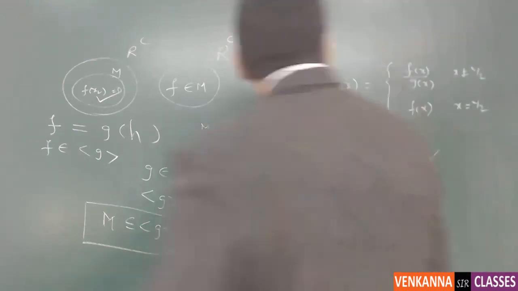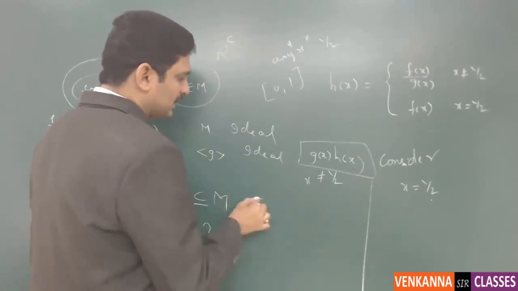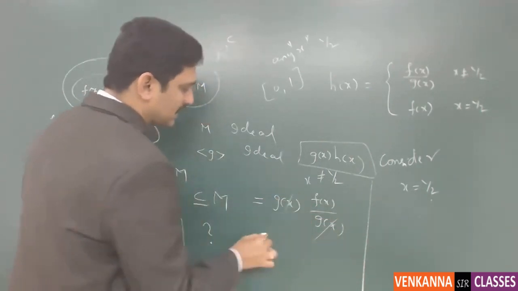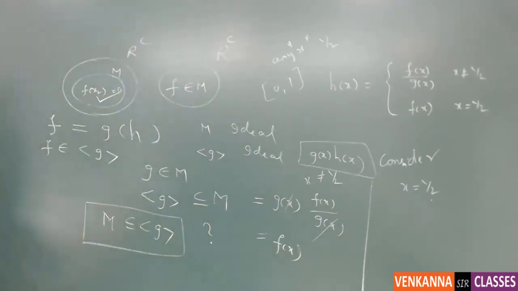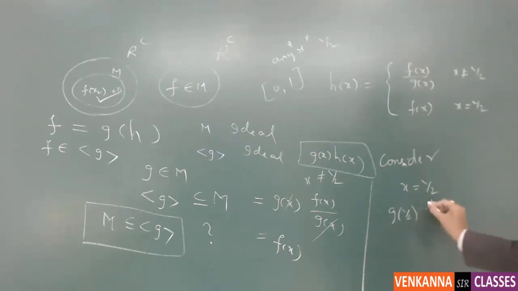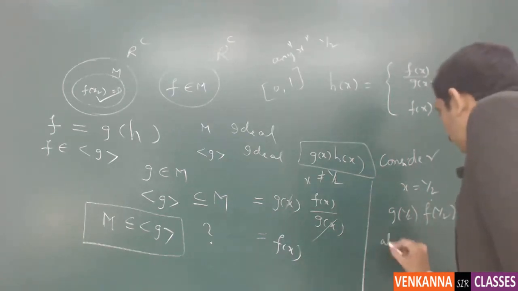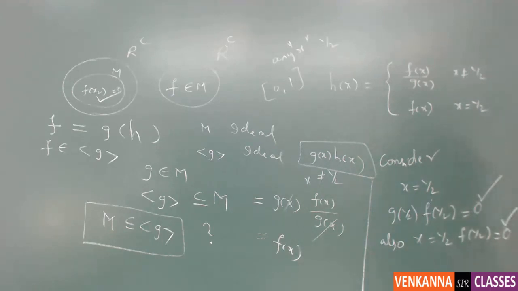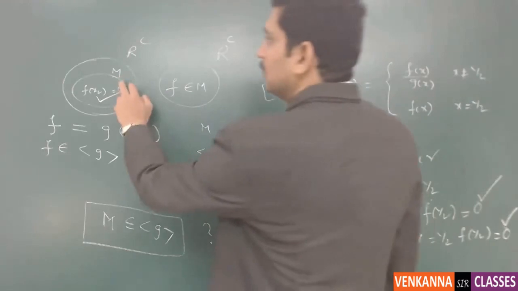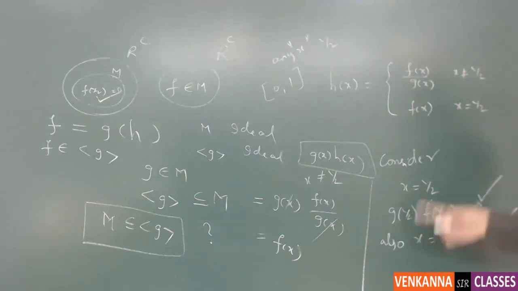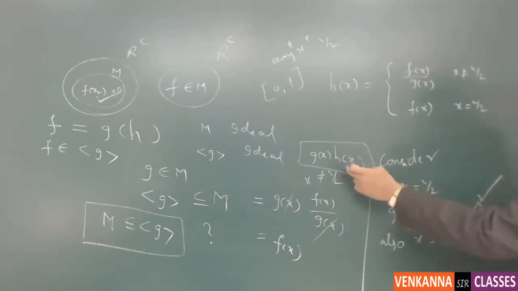So what happens if you consider g of x into h of x here? It is nothing but g of x into f of x by g of x. Both gets cancelled, you will get f of x. If you take that x is equal to 1 by 2, then g of x into h of x is nothing but g of 1 by 2 into f of 1 by 2. This is 0. Also, at x is equal to 1 by 2, f of 1 by 2 is 0. So you have two things. Whatever the way you consider, g into h is giving f for us.